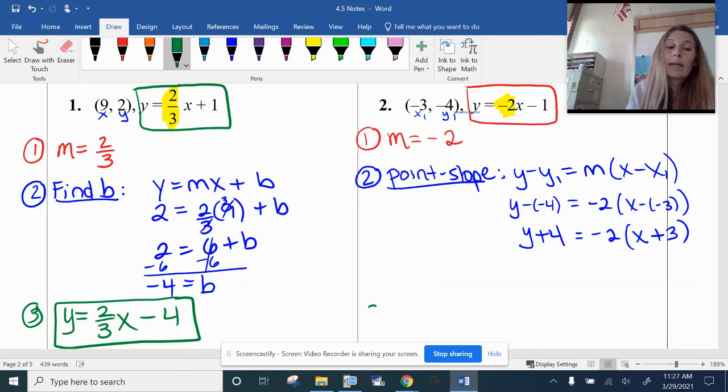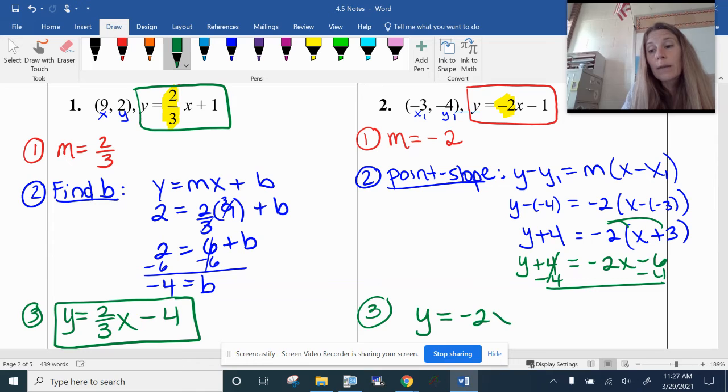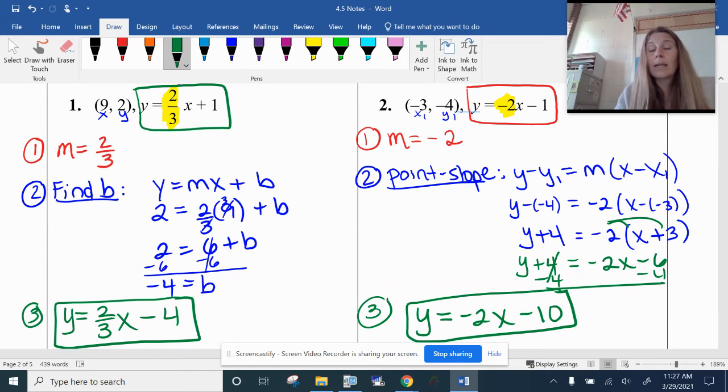And now to get it into my slope-intercept, I'm just going to get rid of those parentheses by distributing the slope and then subtracting that 4. So I end up with y equals -2x minus 10. Now, once again, you can see same slope, -2, because they're parallel, different y-intercepts. And again, if you chose to use point slope for number 1 or find the b for number 2, you should still have gotten the same final equation.